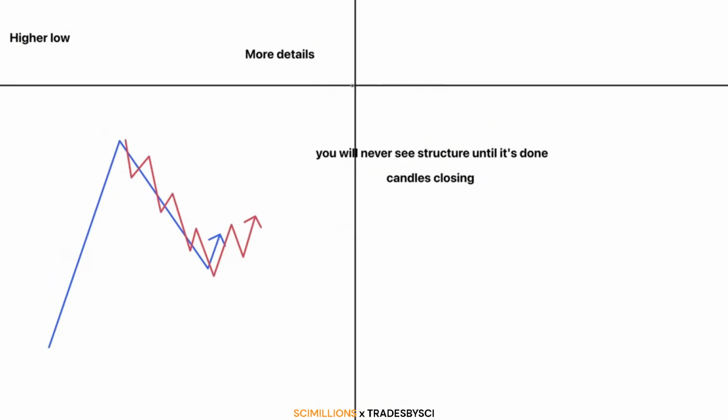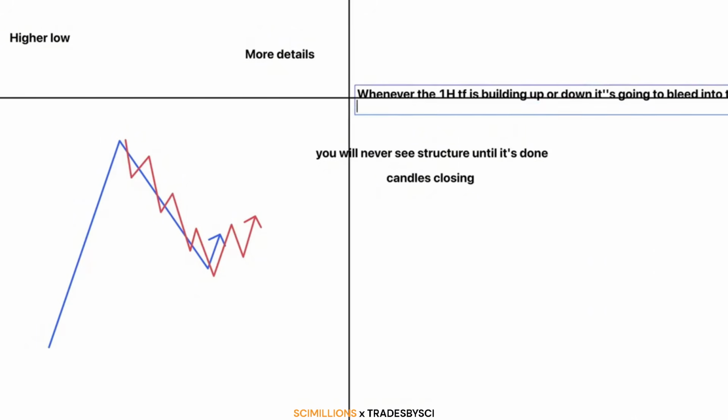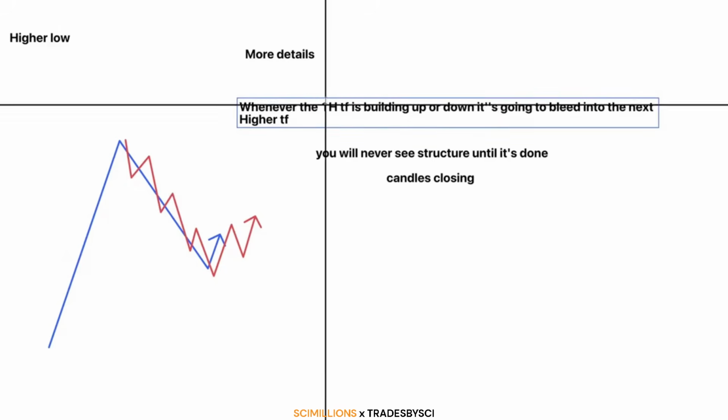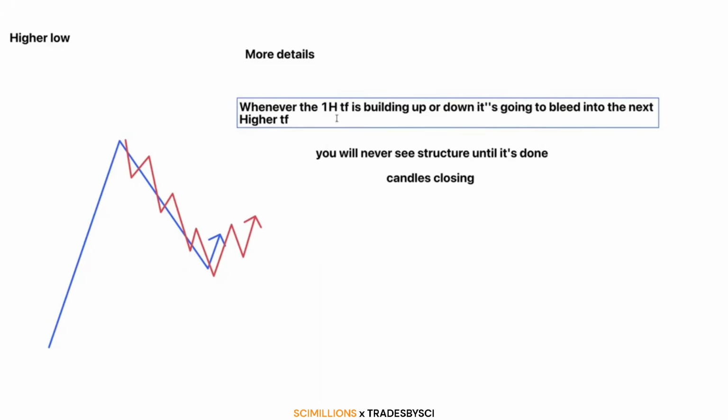So let's think about it like this, right? Whenever the 1-hour TF is building up or down, it can be up or down, it's going to bleed into the next higher TF. So for me, whenever something is on the 1-hour time frame, it's going to bleed over into the 4-hour time frame. Whenever the 4-hour time frame is having some type of structure, 4-hour is going to bleed into the daily time frame.